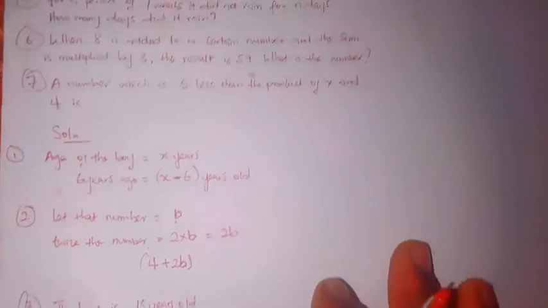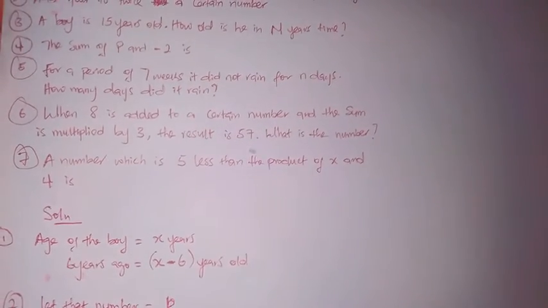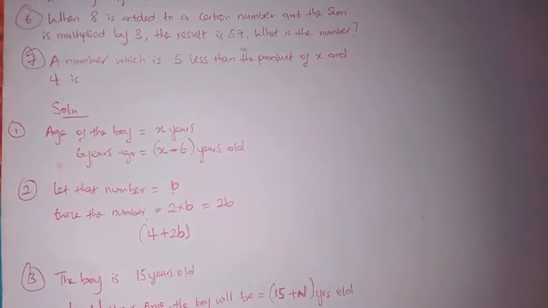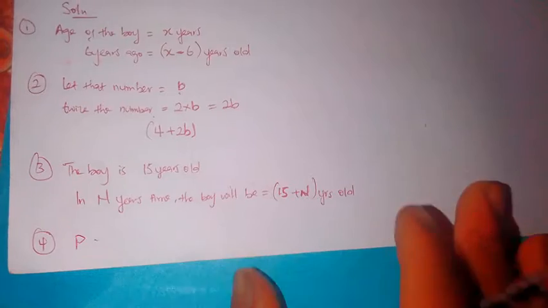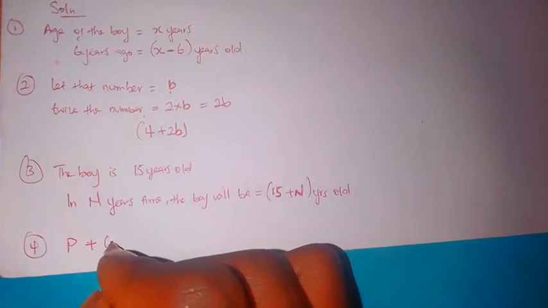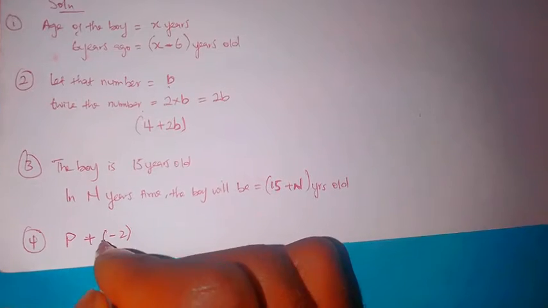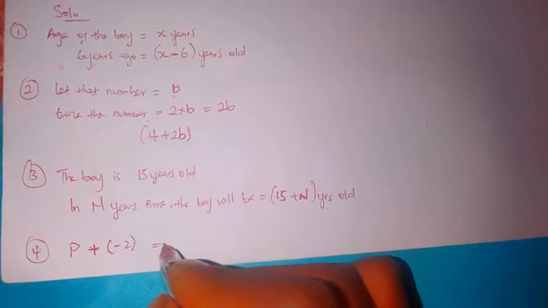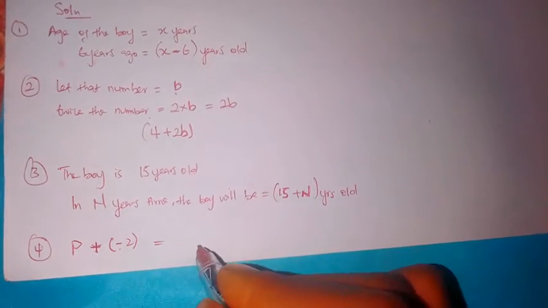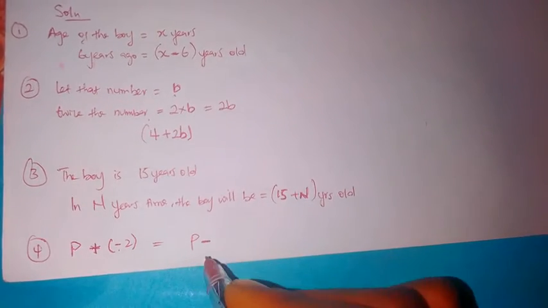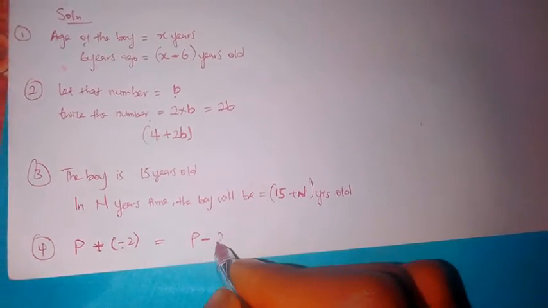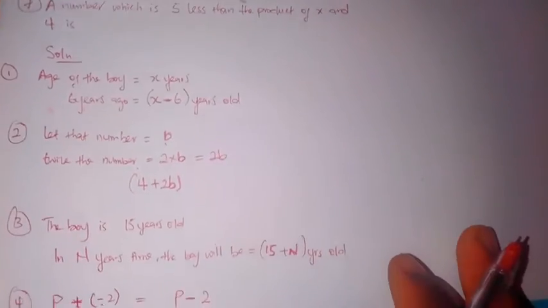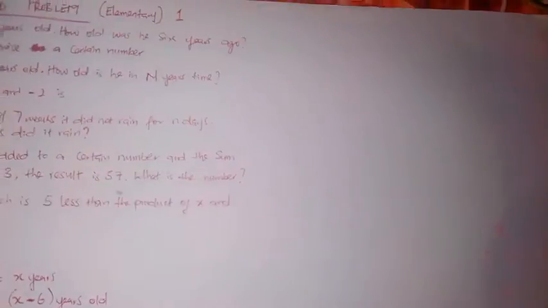Number 4. The sum of p and minus 2 is what? We have to add p and minus 2 together. It means p plus (minus 2). Let's put minus 2 in brackets to make the solution clear. So this now becomes p, and plus and minus is minus. We have 2. So the question says the sum of p and minus 2 is p minus 2. That's the answer.